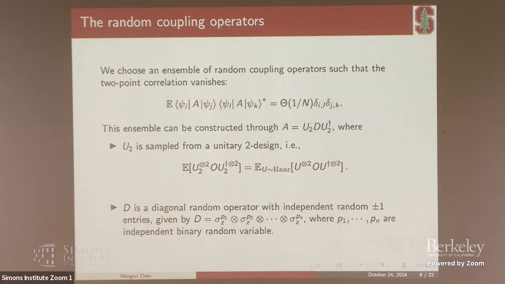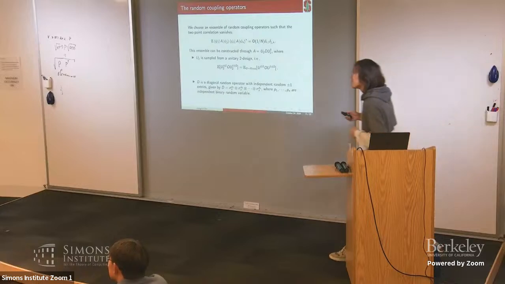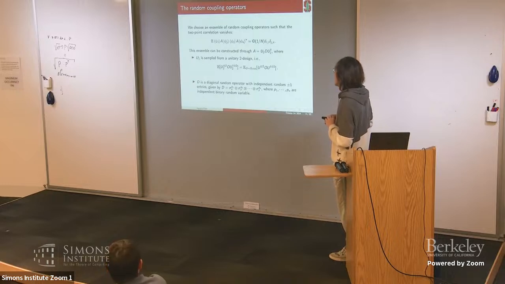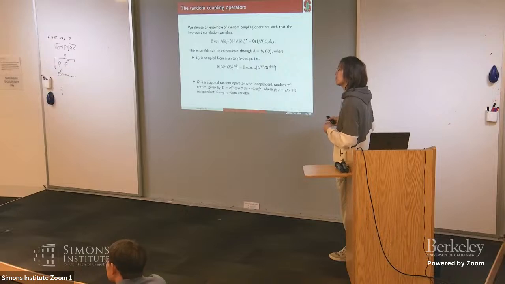Question? So here, do you need the fully random string, or can you use a pseudo-random string, like k-wise independent? For the P1 to Pn, here you say they are fully independent binary random variables. Can you replace it or weaken the randomness assumption to be k-wise or something? Maybe you can do this, but it's just a classical random variable, so it doesn't matter.